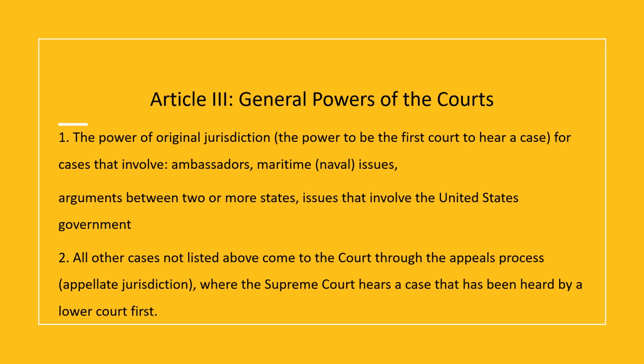All other cases not listed in number 1, the power of original jurisdiction, come to the court through the appeals process. And that appeals process occurs when the Supreme Court hears a case that has already been decided by a lower court. Now, because that decision has already been made at the lower court level, the U.S. Supreme Court does not need to accept that case. And in fact, there is a historical pattern that the U.S. Supreme Court accepts about 1% of the cases that come to it on appeal.